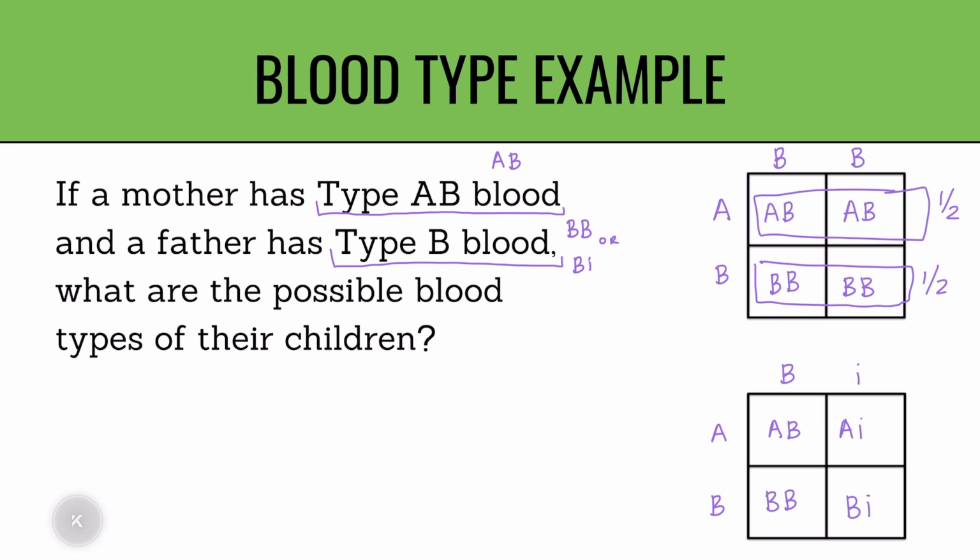If dad is heterozygous for his B blood, meaning he has one B allele and one I allele, then I have a lot more options. I have a 1/4 or 25% chance of the child being AB, this option here. I have 2 out of 4 or 1/2 option of the child being blood type B, because remember both BB and BI code for blood type B. And then I have this third option. So I have a 1/4 or 25% chance of the child having blood type A.